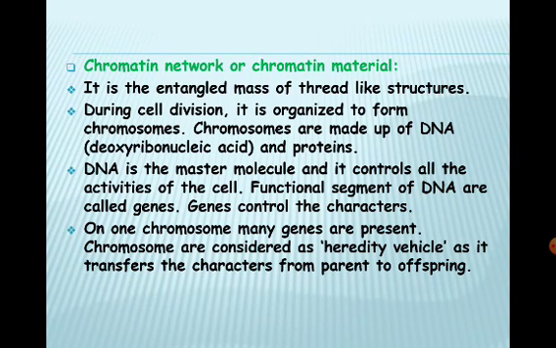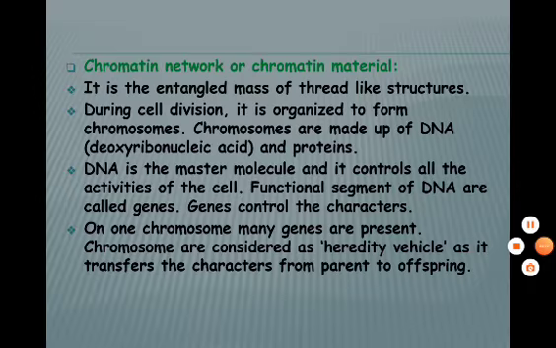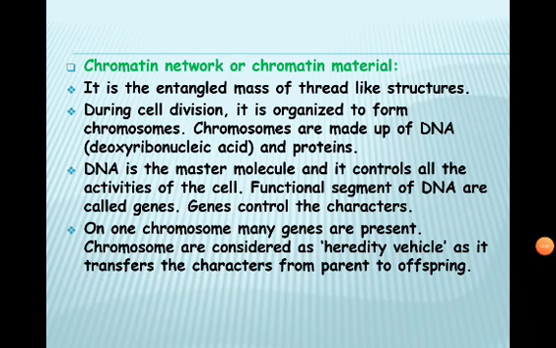On one chromosome many genes are present, so we have different characters. Our whole body has different characters, and these different characters are governed only by the genes available in the chromosomes. Chromosomes are considered the hereditary vehicle, as they transfer characters from parents to offspring.